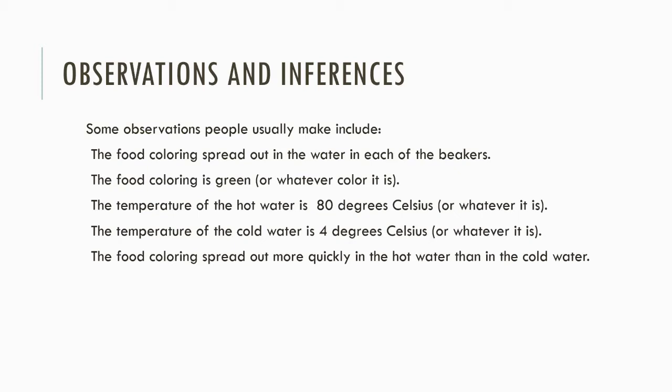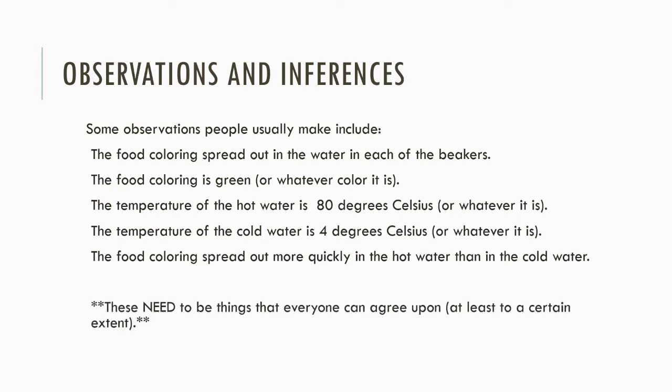Now, the key here with observations is that all of these observations need to be things that everyone can agree upon, at least to a certain degree. Meaning it's okay if your lab partner disagrees with you about a measurement, and they say that the length of the piece of paper is 12.25 centimeters. However, you say it's 12.22 centimeters. Not a big deal. You generally agree on that observation.